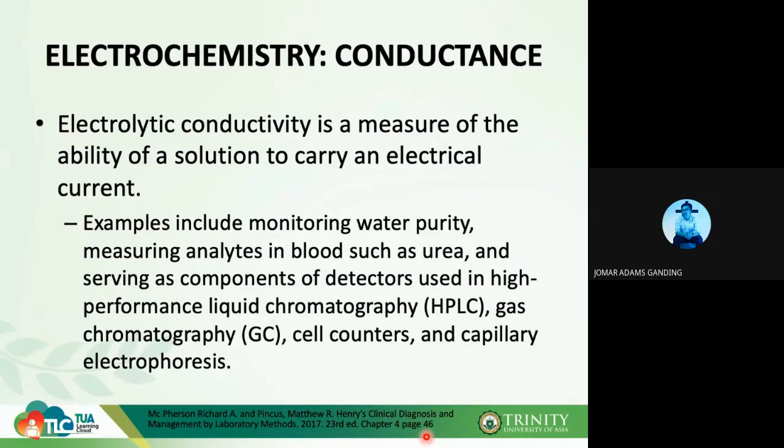Okay, so it can also be used in measuring your urea, and these are being used as detectors for your high performance liquid chromatography, which will be discussed even next meeting, and also in cell counters and capillary electrophoresis. So that is for your conductance. So to wrap it up, in electrochemistry we have five: your potentiometry, colorimetry, amperometry, voltammetry, and conductance.